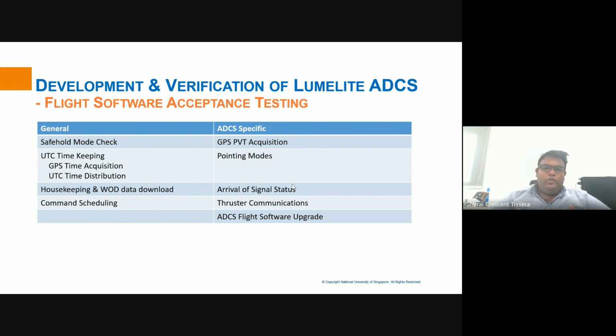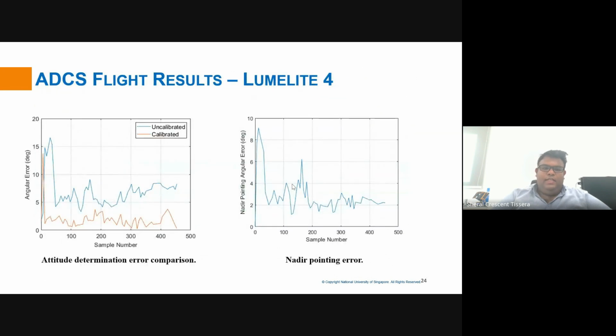Apart from that, we also do the thruster communication verification to make sure that we can command the propulsion system to maintain the formation of the satellite. Finally, we also have a scheme to upload the flight software of ADCS, and the flight software acceptance testing will also cover the verification of this software upgrade capability.